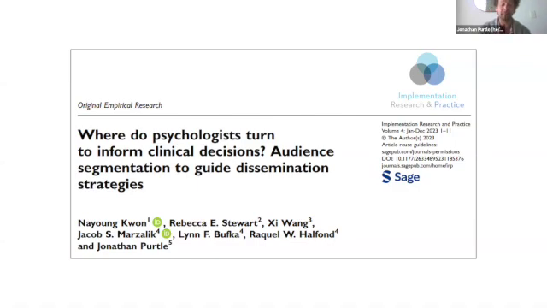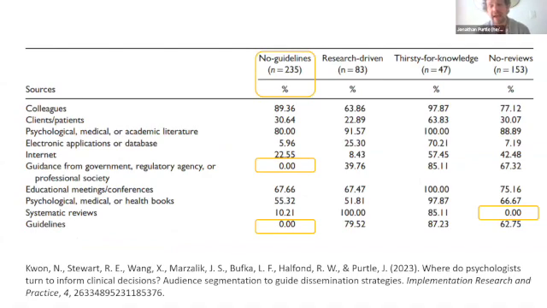Every person in the sample is assigned a probability of belonging to each segment, and then we assign each person in the sample to the segment to which they have the highest probability of belonging. And the key finding here is this group. Again, the largest group is this group called the no guidelines group.